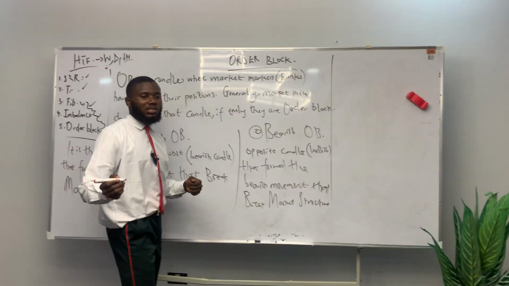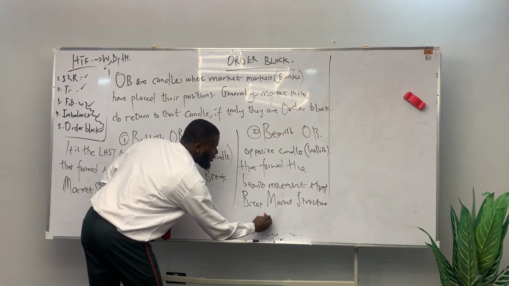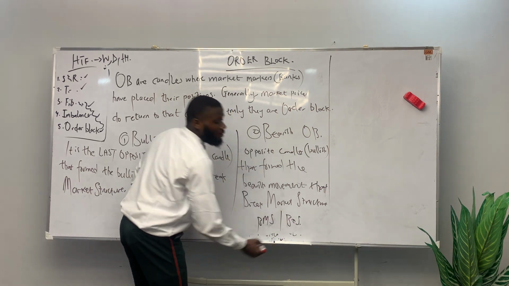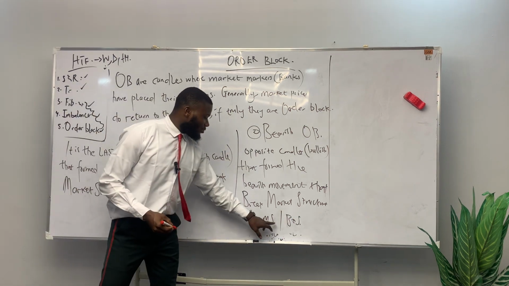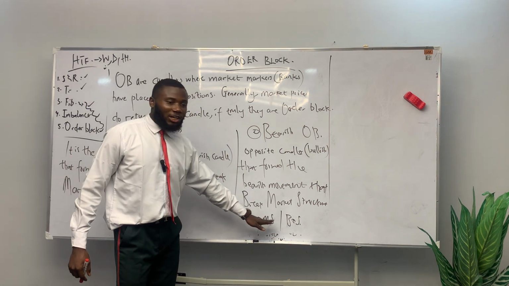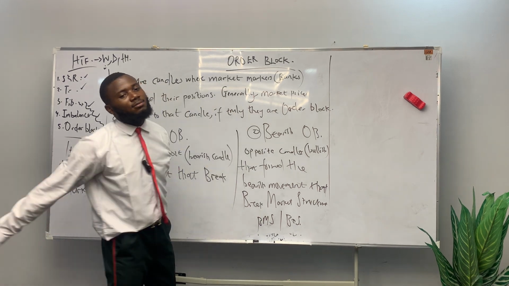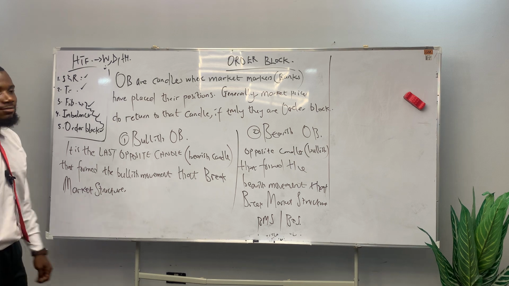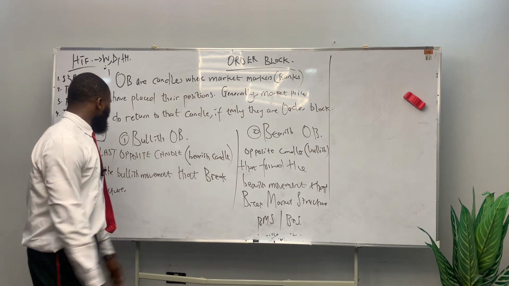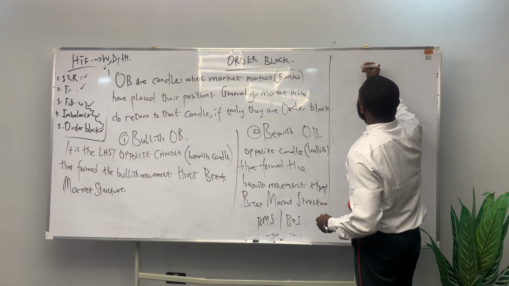That's why in some charts, if you look at some people's charts, you will see BMS like this, or you see BOS. They're the same thing: break of market structure, or break of structure. So once you see these on their charts, you just know that they are saying the market broke structure in this place. Do you get?